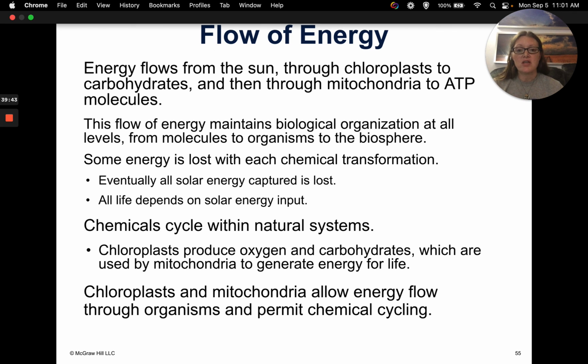Eventually, all solar energy captured by the plants is lost, and most of it is lost in the form of heat. A small portion of it does go to us through cellular respiration to make the ATP that our body needs. Chemicals cycle within the natural environment, so materials like ATP and ADP get recycled. Chloroplasts produce oxygen and carbohydrates, and these get recycled. Carbons get turned from sugars to gases, carbon dioxide, and back again. But energy flows in one direction. Chloroplasts and mitochondria allow energy flow through organisms and permit this chemical cycling.